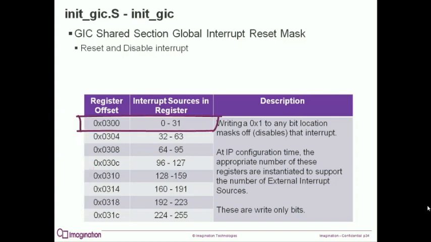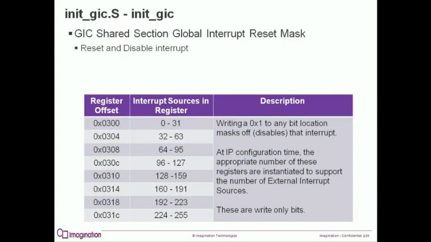The first register will control interrupts 0 through 31. The second will control 32 through 63, and so on. The system in our example has external interrupts connected to sources 24 through 39. These interrupt sources will use the first 2 global interrupt reset mask registers.